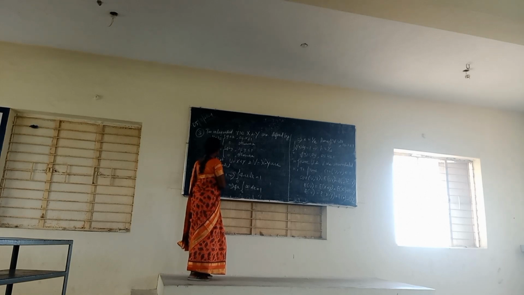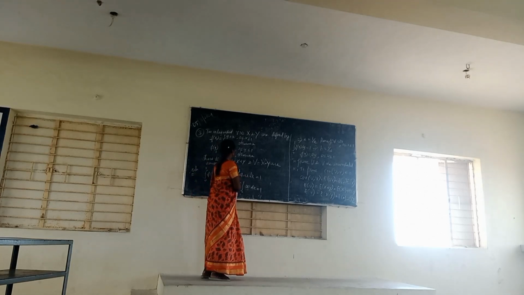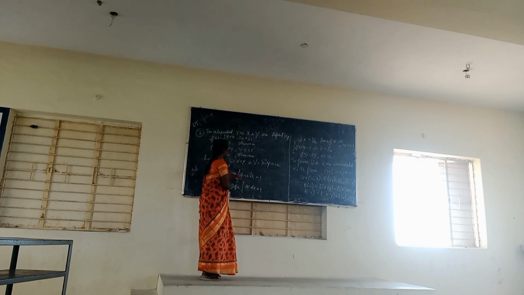So f of x, what is the natural probability density function? 4ax. Substitute the 4ax. Okay, 4ax and ax integration equal to 1. Now you have to find the value of a. Okay, that's fine. Now let's keep the constants outside.